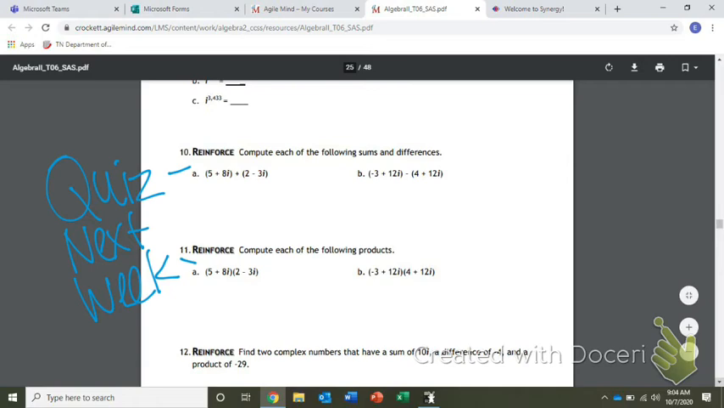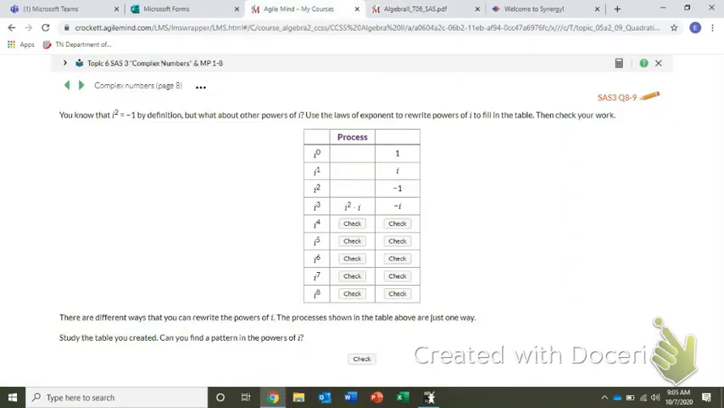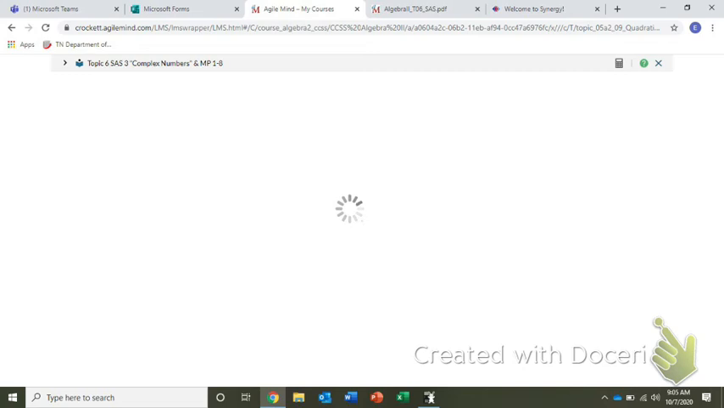Okay? All you're doing is combining like terms. All right, so now I want you to go to your Agile Mind. Or get back on your Agile Mind. And we are going to go through the more practice.